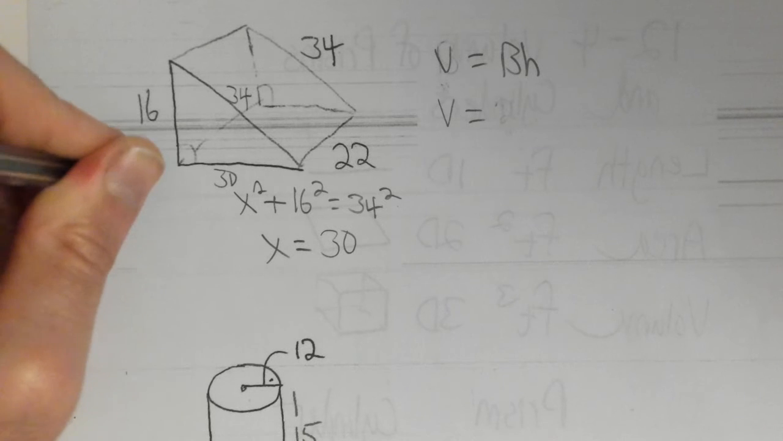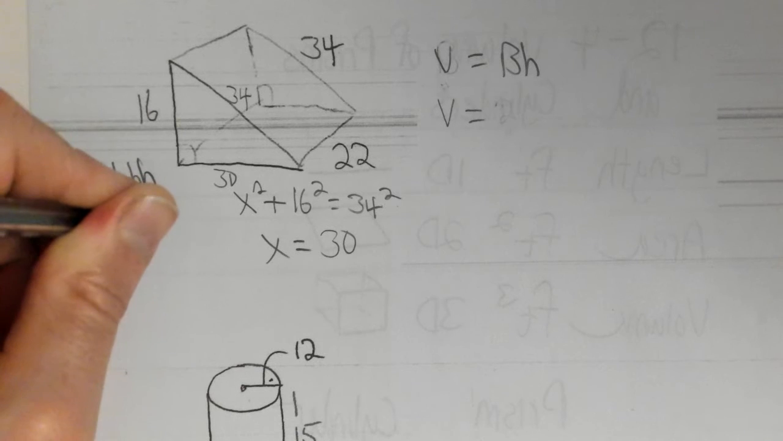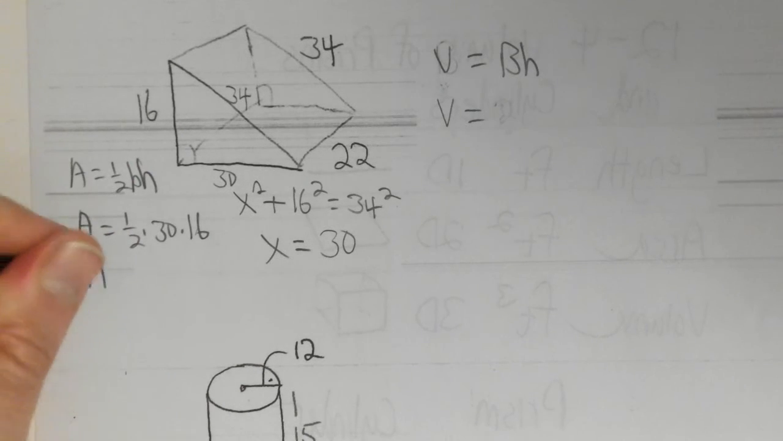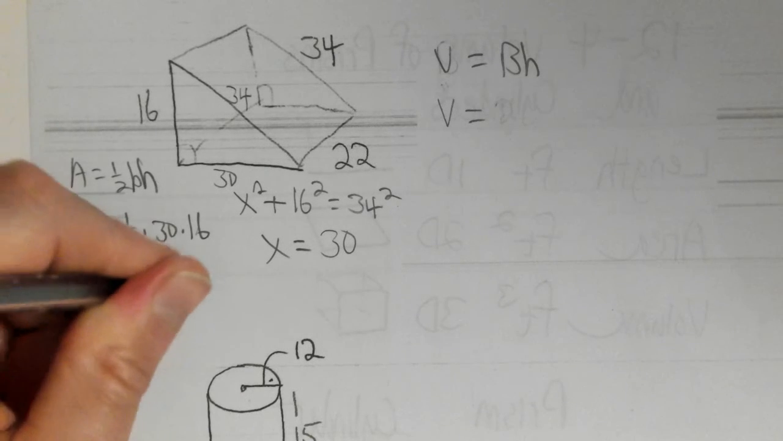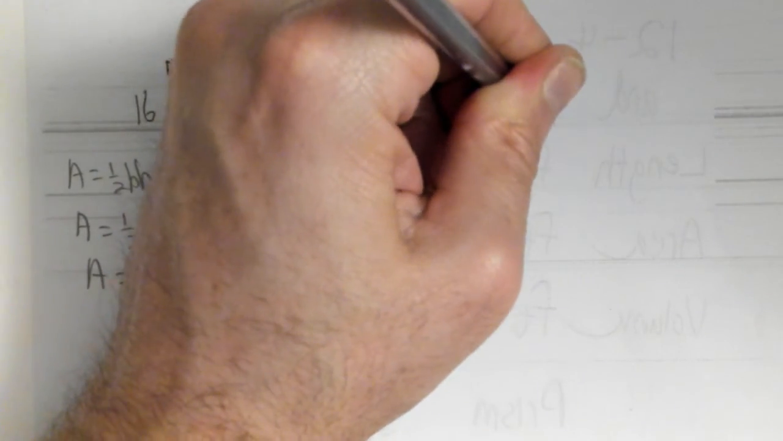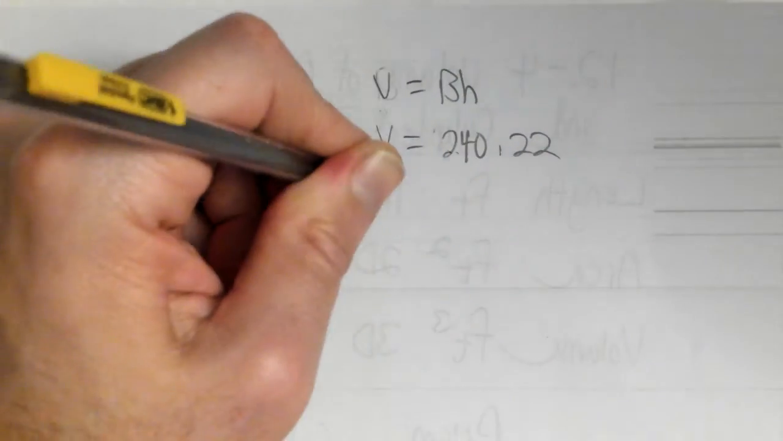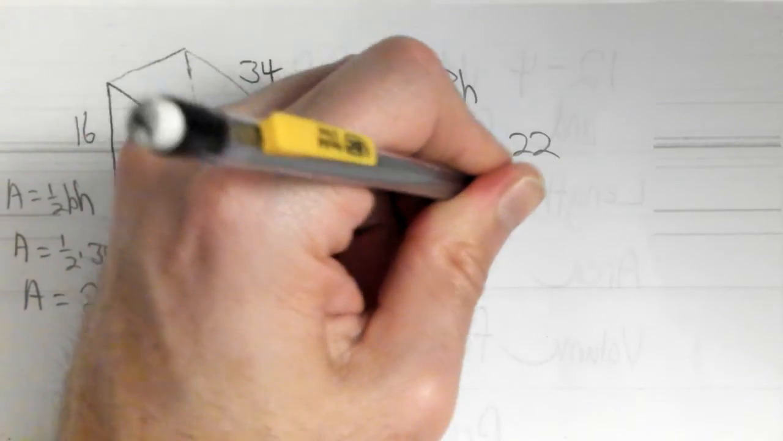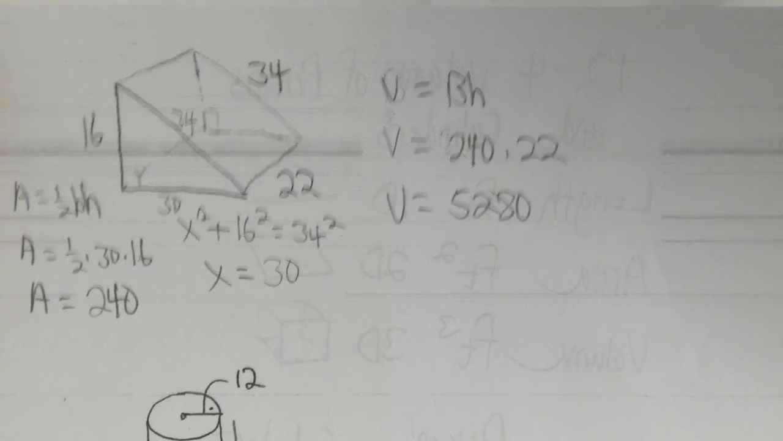Okay, so once I know that that's 30, now I can do 1/2 the base times the height, which is how you get the area of a triangle. 1/2 the base we just found is 30. The height we know is 16. So here I just need to do half of 30 times 16, which gives you 240. And that is your area of the base. Now I need the height from base to base, which is 22. If I multiply out 240 times 22, I get 5280 as my correct answer. That is the volume of the prism.